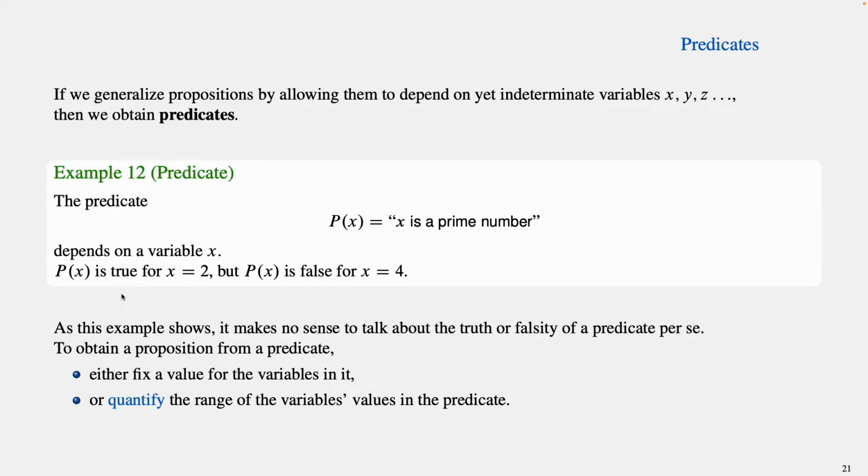As the example shows, it makes no sense to talk about the truth or falsity of a predicate per se. To obtain a proposition from a predicate, we either have to fix a value for the variables in it, as we did right here in this example, where we plugged in 2 or 4 and got 2 different propositions out of it, one of them being true, one of them being false. Or we have to quantify the range of the variable's values that can appear in the predicate.